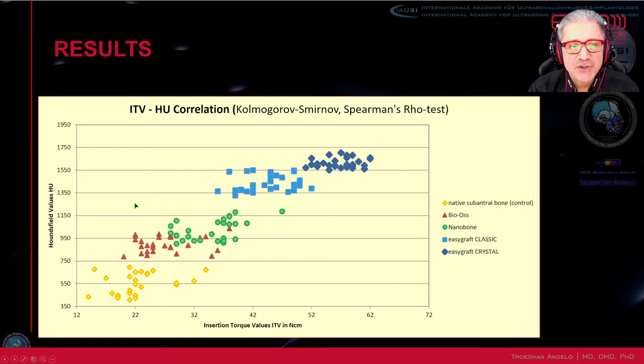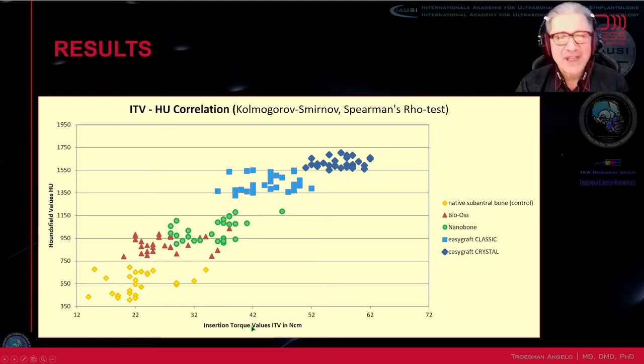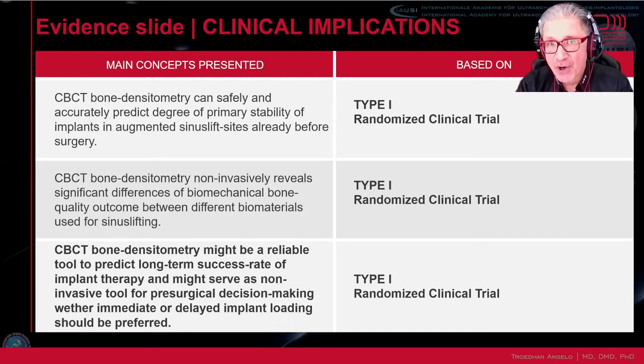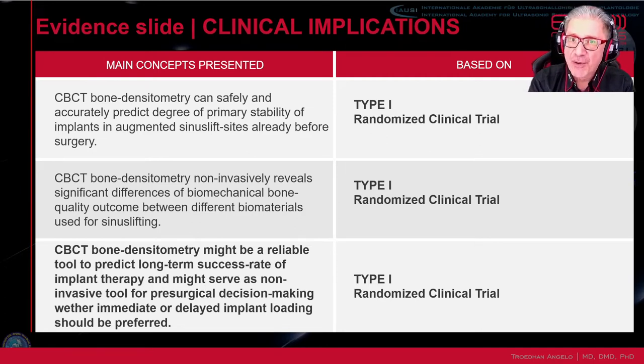Once again, you can see the distribution pattern, the correlation between the Hounsfield values and the insertion torque values correlate precisely and significantly. That means, what is the final result of our study? And once again, I want to remind you, until now, the biomechanical stability determination of the bone, where we are inserting the implants, up to now was only during surgery. So that means there could have been a surprise. You insert the implant and with the Ocell test or with the ITV measurement, you were finding out, oh my God, the bone has not the proper quality to sustain for a long period of time for the patient.